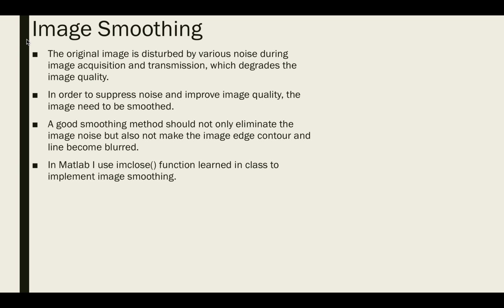Because the robot's operator does not include smoothing, we need to do that again. The original image is disturbed by various noise during image acquisition and transmission, which will degrade the image quality. So, in order to suppress noise and improve image quality, the image needs to be smoothed. A good smoothing method should not only eliminate the image noise, but also not make the image edge contour and the line become blurred.